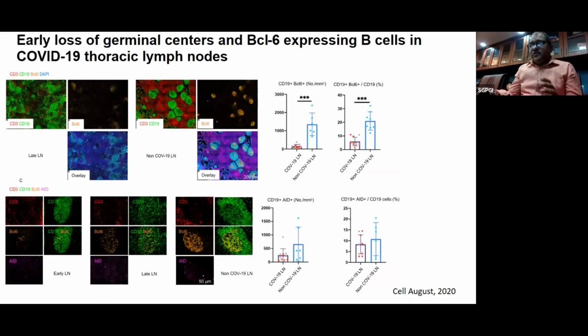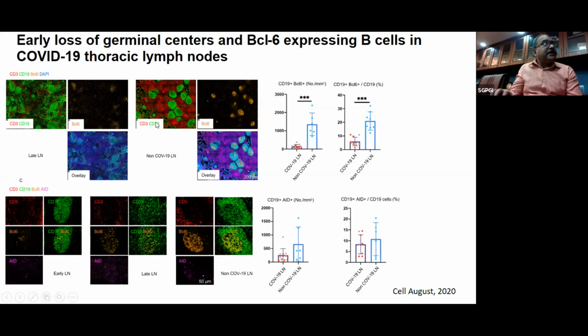For this, I'll quote a very elegant paper published in Cell in the month of August. Here, the authors have taken out, during the postmortem only, thoracic lymph nodes and the spleen of individuals who died of severe COVID disease, and they looked at the expression of BCL6 by immunohistochemistry. You can see that in healthy non-COVID-19 lymph nodes, a lot of BCL6 is getting expressed, which is overlapping with CD3 positive cells.